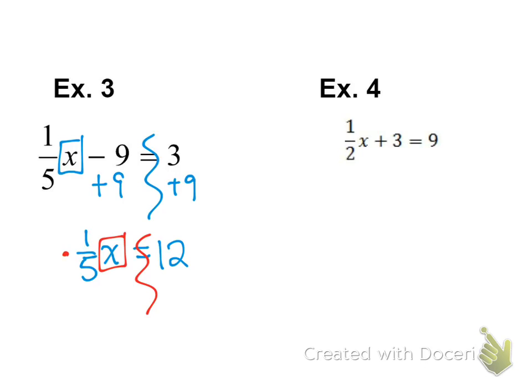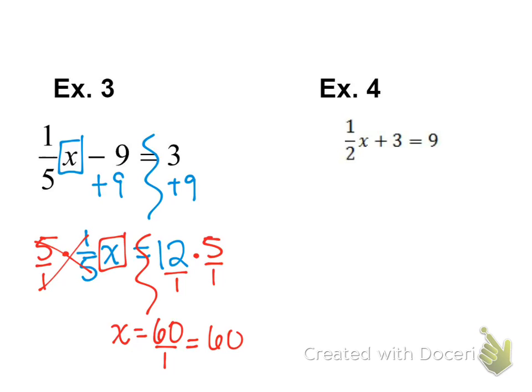So what do we need to do now? Okay, we multiply both sides by the reciprocal. Good. So we flip the fraction over. If you want to put the 12 over 1, you can. On the left side, what happens to our fractions? They cancel out. That leaves us with x equals 60. We could write it as 60 over 1, but that's the same as just 60. So I'm fine with either one. You do not have to write the ones.